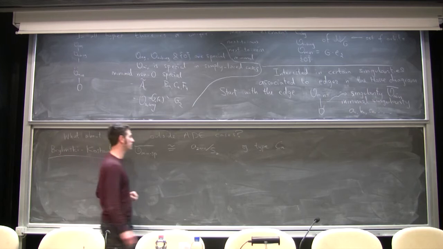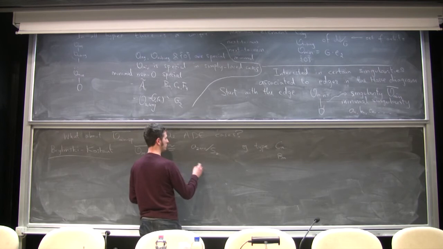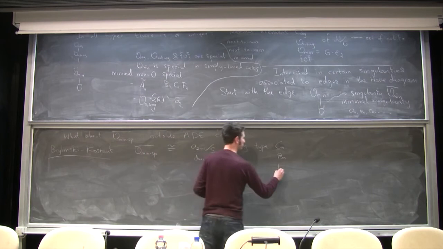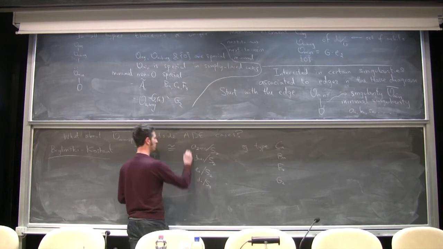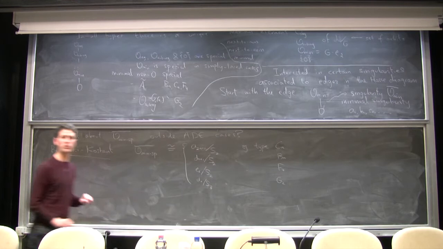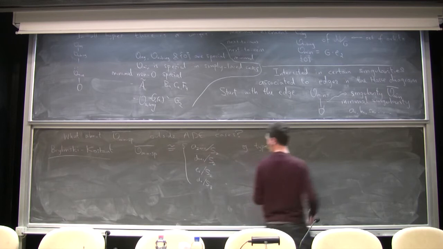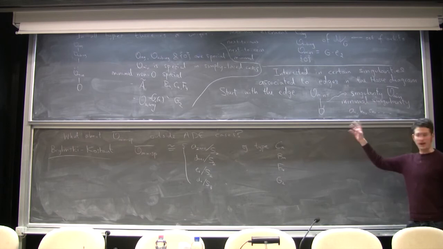So you can do something similar for type Bn. And this is going to be Dn+1 over S2. And then for type F4, it won't surprise you that we've got E6 over S2. For type G2, we've got D4 quotiented by the group S3. Okay? So in other words, these minimal special nilpotent orbit closures in any type can be described in terms of these minimal singularities, but possibly quotienting by a finite group.